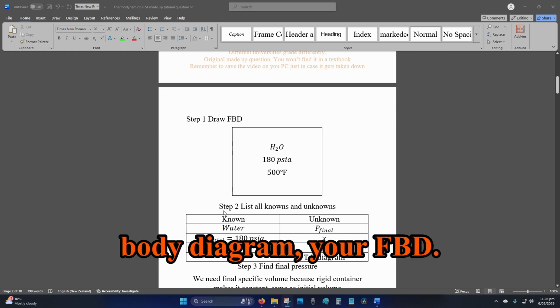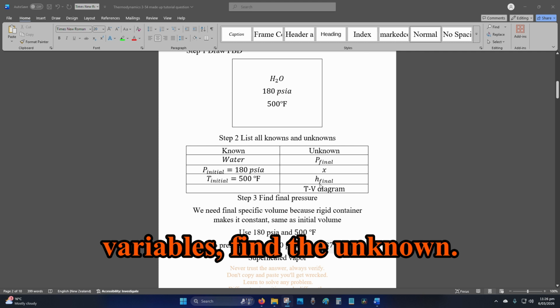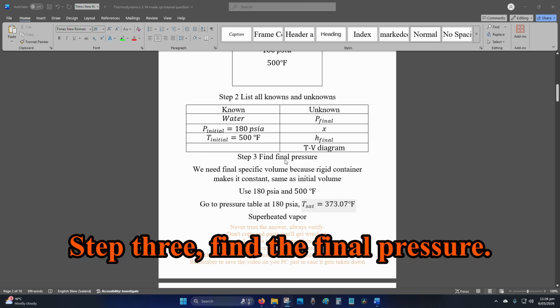Step 1, draw your free body diagram, your FBD. This will help you visualize the problem. Step 2, list all the given variables, find the unknown. Step 3, find the final pressure.